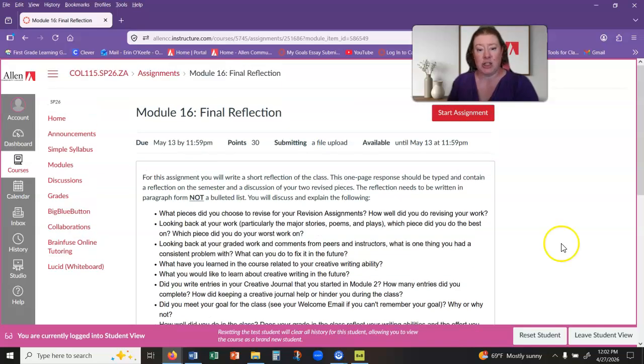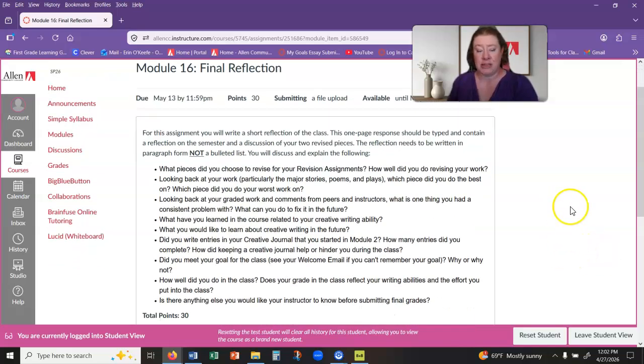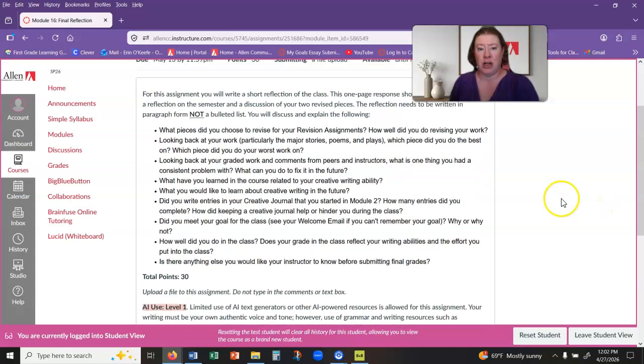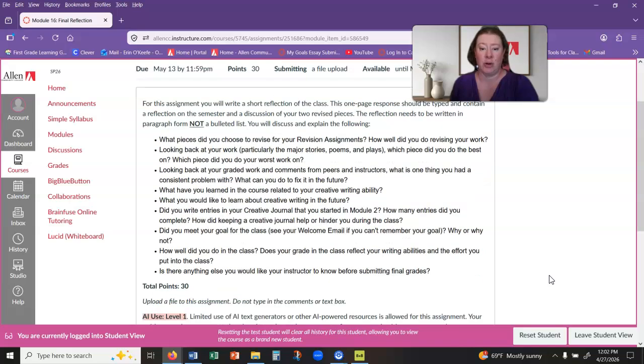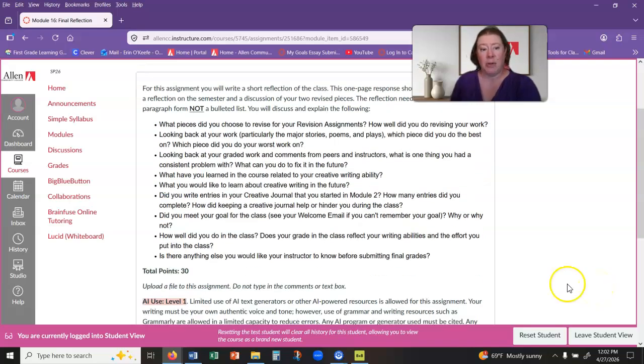The last thing here is just to do a final reflection. This is very typical in an English class, really just thinking about what you've learned for the semester. I'm expecting a one-page response, so we're thinking of 3 or so paragraphs about what you did this semester, not a bulleted list. That's important. It's not like the midpoint reflection where you had a list of things that you wrote about. I want it written out in paragraphs. Most students group questions based on the answers, what goes together.